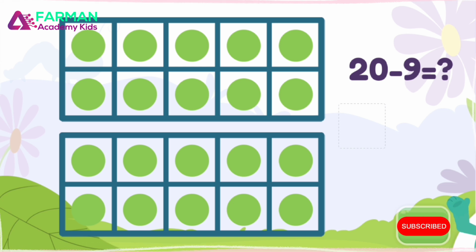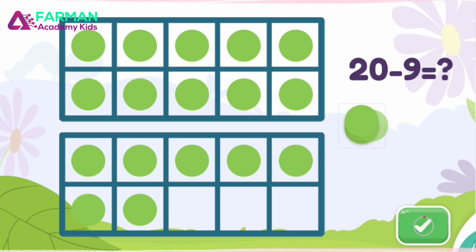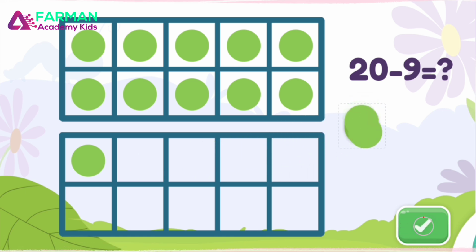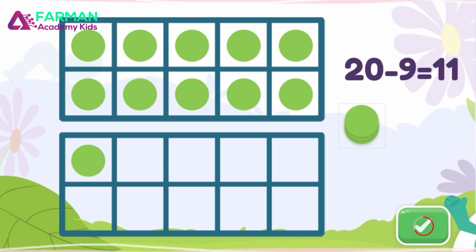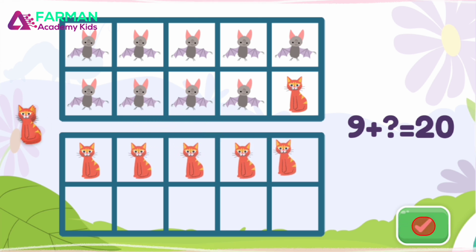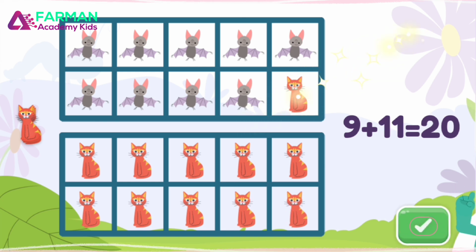What is 20 minus 9? Neat! 20 minus 9 equals 11. Add the correct number of animals to solve the equation. Good work! 9 plus 11 equals 20. This is another way of solving 20 minus 9.